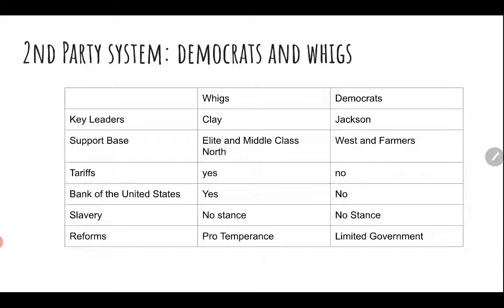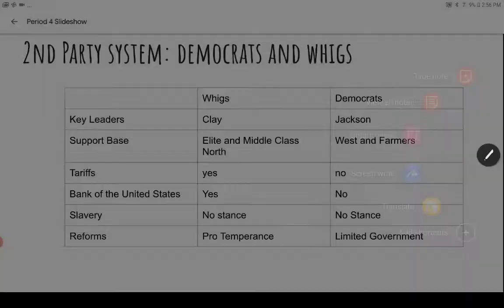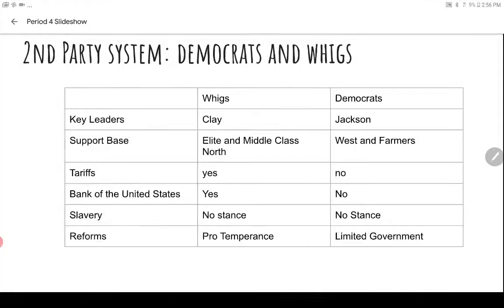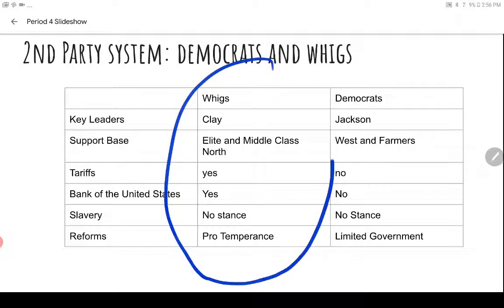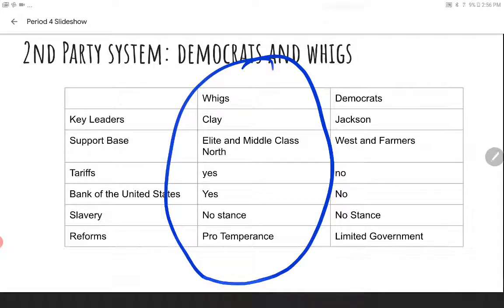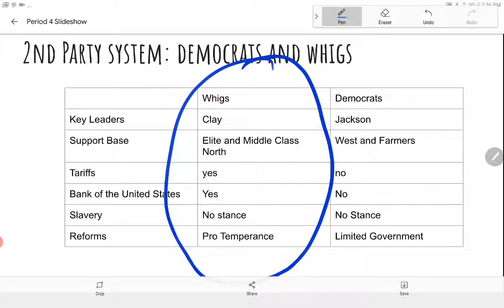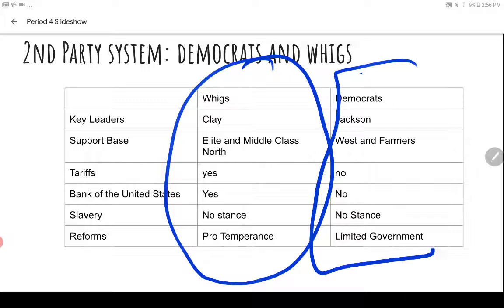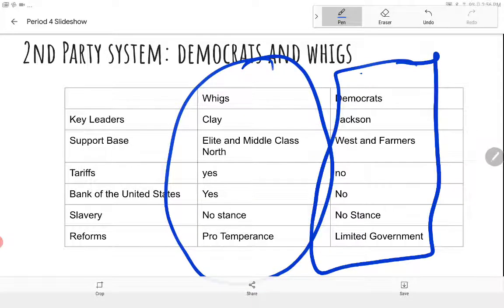And essentially what's going to happen is the Whigs here are going to support the American system, right? And these guys are usually the middle class. These guys are also the ones who are usually pro-temperance. And then we're going to get the Democrats here, who are Jackson. They are the Western farmers. They do not like tariffs. They do not like the national bank.